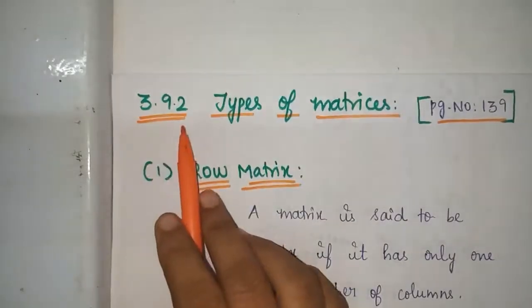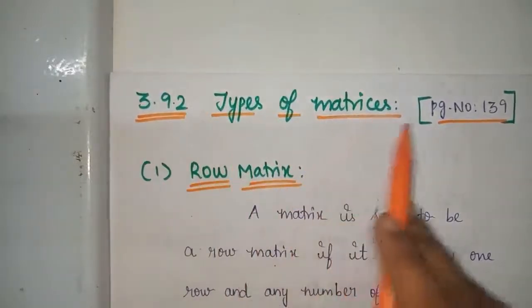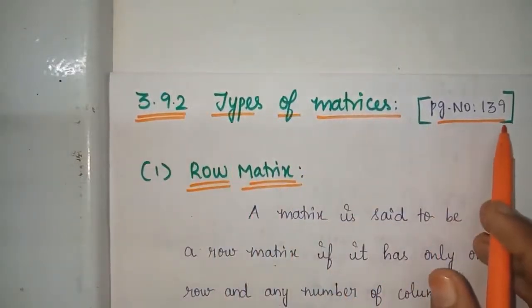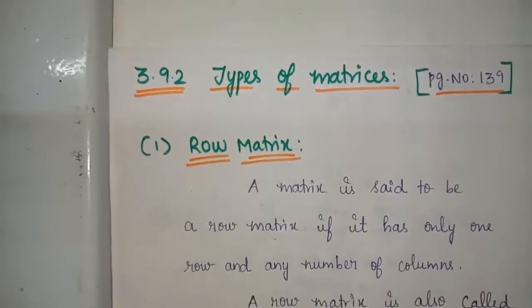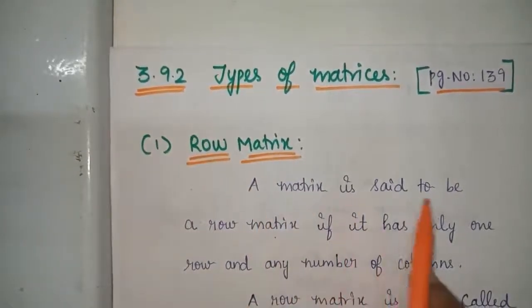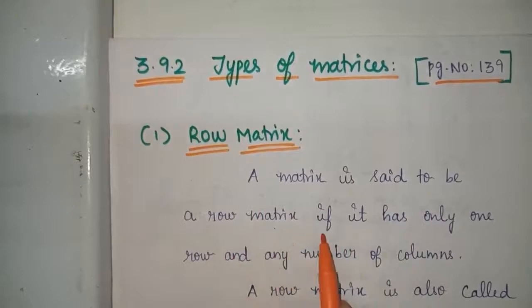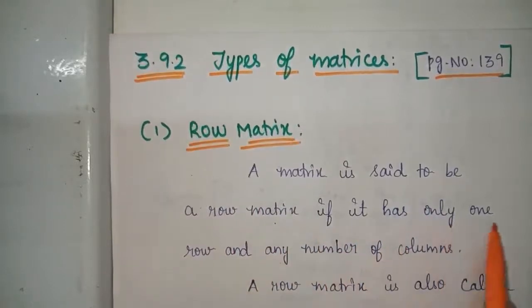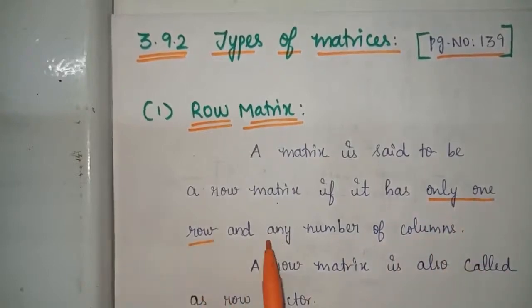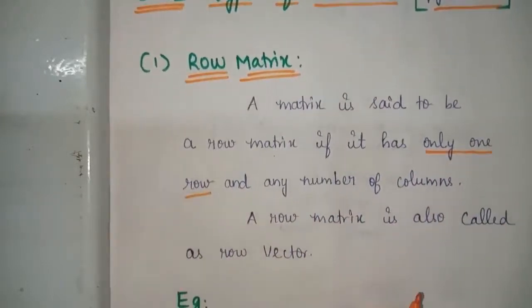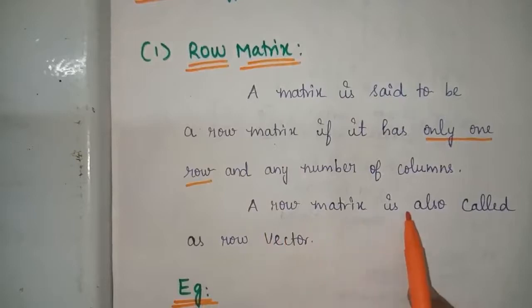Topic 3.9.2 Types of matrices, page number 139. First one is row matrix. So what is row matrix? A matrix is said to be a row matrix if it has only one row. So it has only one row and any number of columns. A row matrix is also called a row vector.